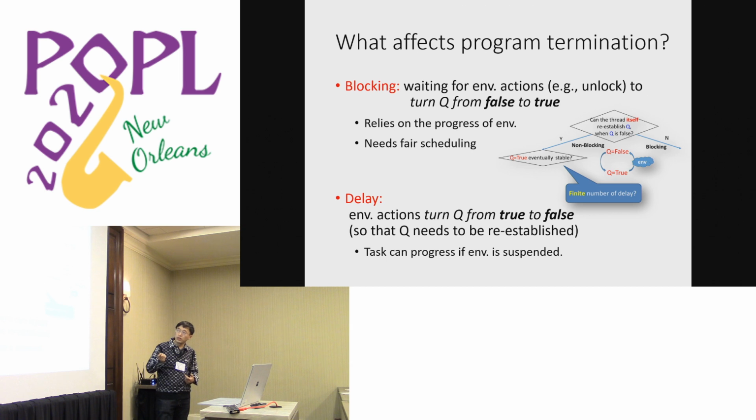So here, just as a quick summary, the two key ingredients that we have to understand which would affect termination are blocking and delay. Blocking essentially means the thread needs to wait for the environment actions, which turn Q from false to true, so that the current thread could progress. So it relies on the progress of the environment. It requires fair scheduling. Delay refers to the environment action that turns Q from true to false, so that Q needs to be reestablished later. So it takes the current thread more loops.